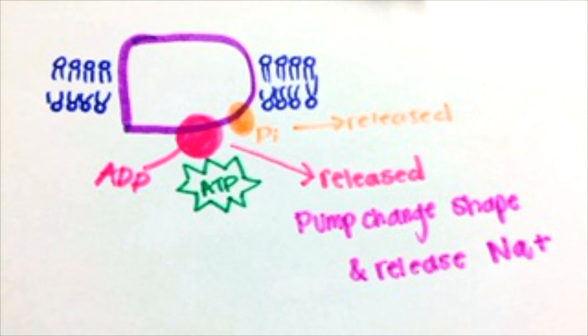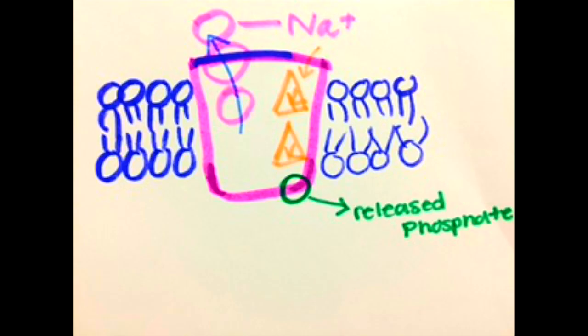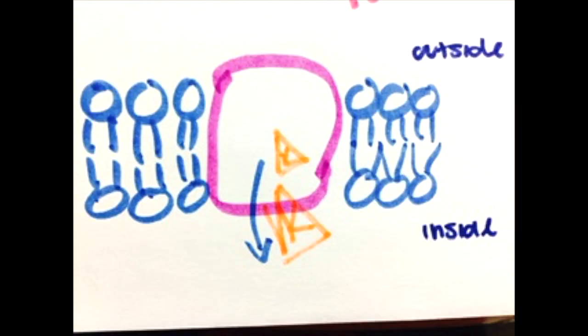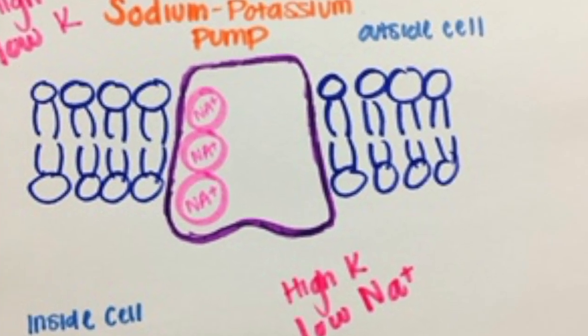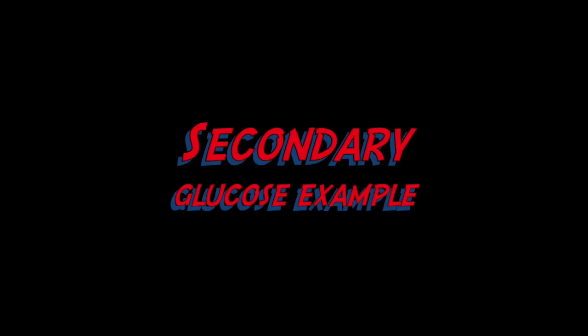outside. And then when the inorganic phosphate is released, the potassium attaches to the pump, which comes from the outside of the cell to the inside of the cell. And once the inorganic phosphates get released from the pump, the protein changes shape and releases the potassium to the inside of the cell. And it all repeats itself again.